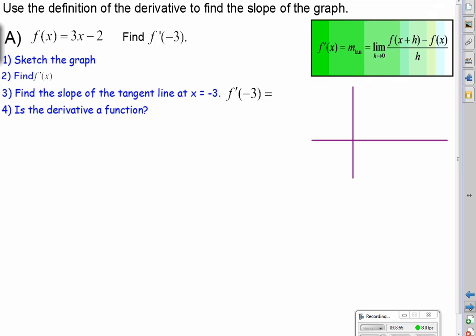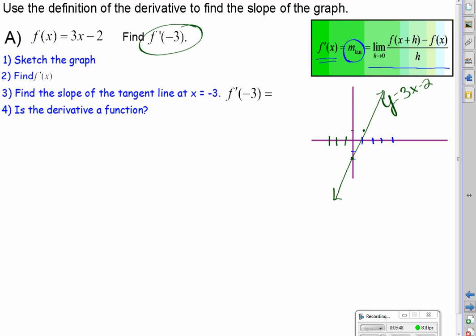Moving on, let's actually try one. Here's a nice simple starting one. Use the definition of derivative to find the slope of the graph. And here's our definition of the derivative, which also looks like the slope of the tangent line, and we could write it as f prime of x. So let's sketch the graph. We're at 3x minus 2. I'm going to start by plotting my y-intercept at -2, and then I'm going to move up 3, 1, 2, 3, and over by 1. So we get a slope of 3 for this. And this will be y equals 3x minus 2. There's our graph.